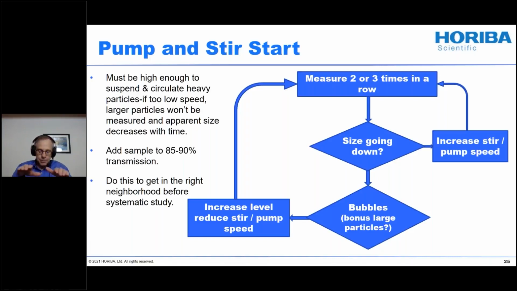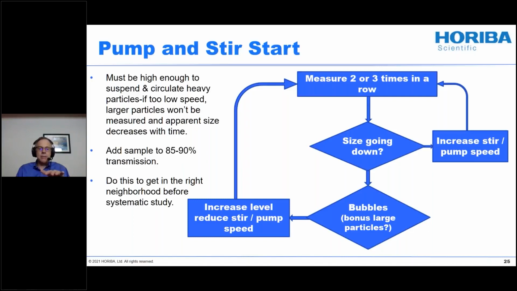Now, if you turn the stirring and pumping all the way up, and particularly if your liquid level is low, you might start to see some 100 micron particles appear and disappear. Those are generally bubbles, so I kind of think of them as bonus large particles. And you would increase your liquid level or try to reduce the stirring and pumping speed. So I would iterate through this process until I got a stable result and say, okay, I'm somewhere where my sample is behaving at least reasonably well.